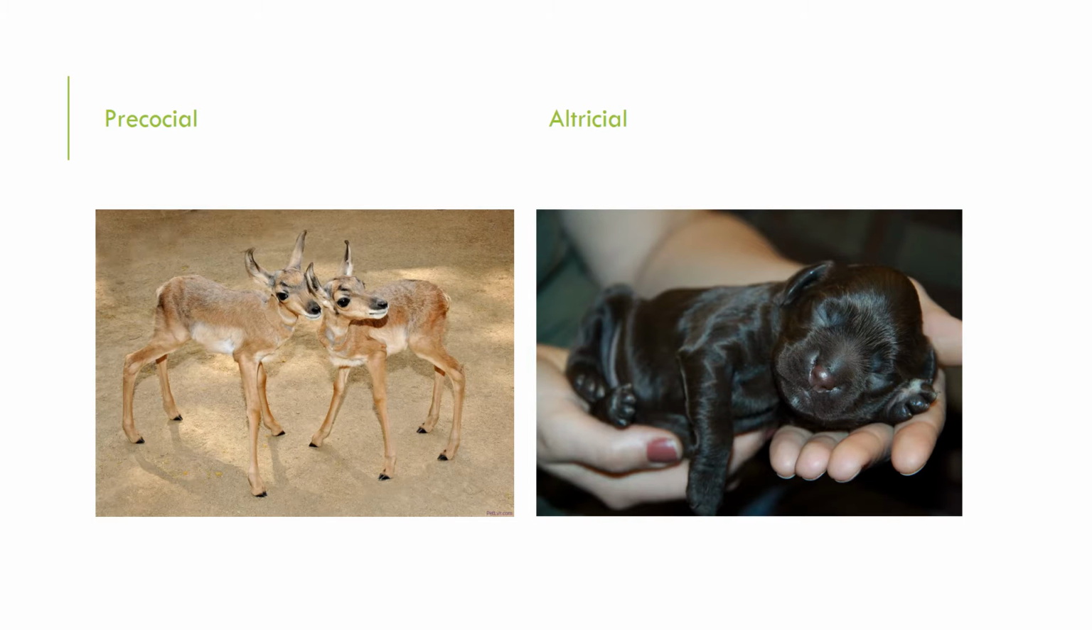On the right, we can see altricial young, and that means that they're born in an underdeveloped state. So their eyes are generally shut, they're immobile, and rely heavily on parental care. We can see this commonly in dogs, humans, and cats.